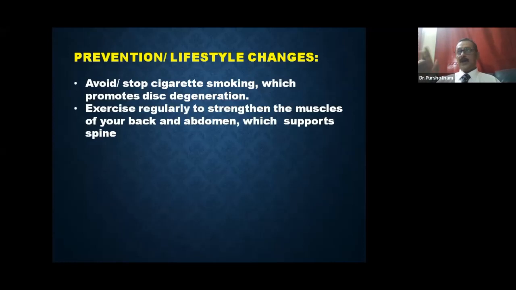Exercise regularly. When I say exercise, most of them jump out and tell, doctor, I do exercise at my park, at the gym. No, no, no, no. We are not talking about those exercises. The exercise which is related to the back, to strengthen the back, to improve the muscles of the back, which protects and stabilizes the spine.